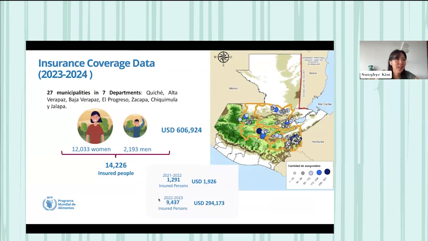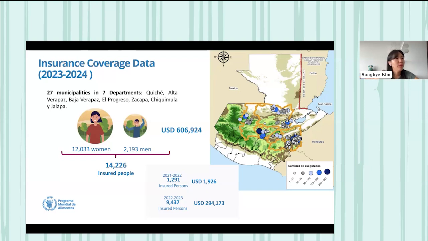Here, as you can see, for the 2023 and 2024 period, we insured 14,226 people, including 12,000 women and 2,000 men. You will notice a significant number of women among those who receive insurance coverage here. So our intervention covered 27 municipalities across 7 departments: Quiche, Alta Verapaz, Baja Verapaz, El Progreso, Zacapa, Chiquimula, and Jalapa.